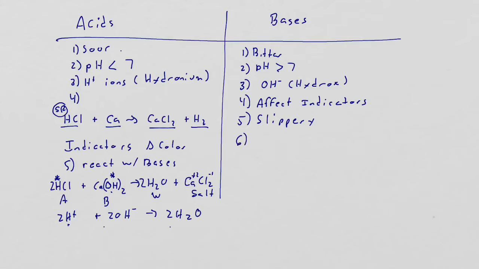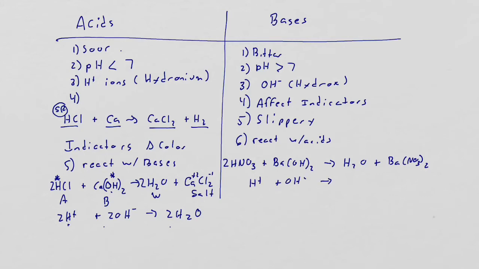And finally, number 6 is they will react with acids. And when they do that, they make water and salt. So if HNO3, an acid, reacts with a base, barium hydroxide, you're going to get water and a salt. This time the salt is going to be barium nitrate, Ba(NO3)2 with a 2. And yes, we had a test on this a long time ago. Again, I'm going to balance it by putting a 2 here. So I have 2 H pluses with 2 OH minuses, and that's how I'm getting the water.